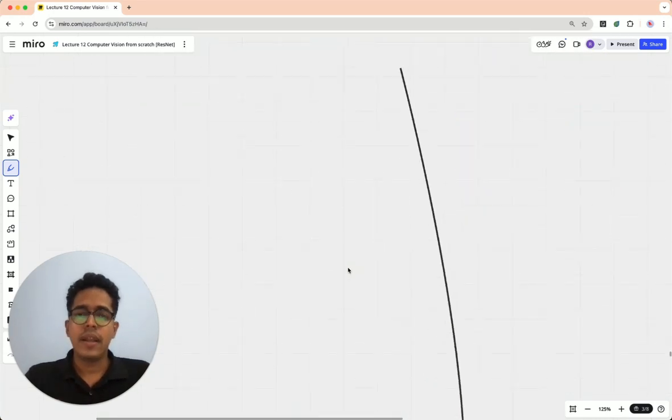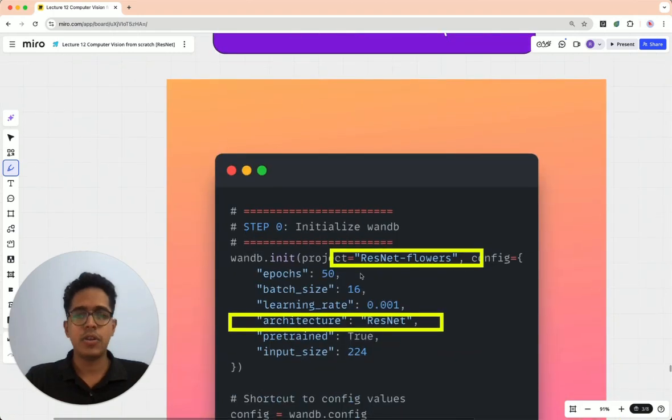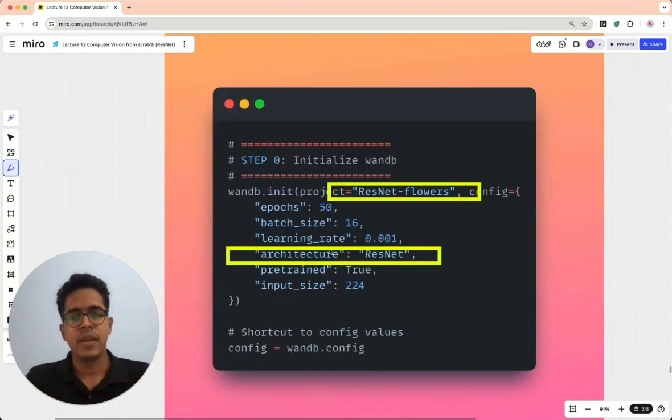Now, if we were to implement ResNet in our code, where should we make changes? We just need to make changes in two places. In the Weights and Biases configuration part, where we mentioned the project name, I just renamed the project to be ResNet 50, ResNet Flowers. That's it. In the architecture, which is a config parameter that we are not using, I just named it ResNet, so that somebody who's reading the code can immediately see that this is implementing ResNet. And of course, we are using pre-trained ResNet. So this is one part of the code where there is a change.